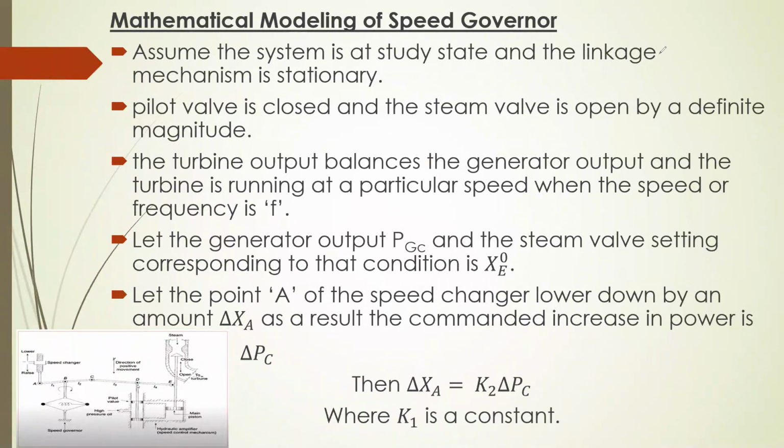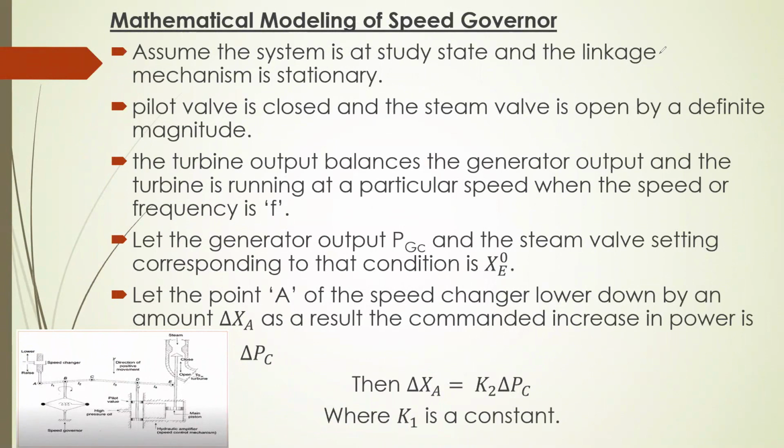So before going with the observations, we have to assume certain points. First point is the system is at steady state condition. That means you have to assume there is no change in demand. As there is no change in demand, the speed changer position setting need not be changed, so that the linkage mechanism will be at standstill condition. That means at stationary condition.